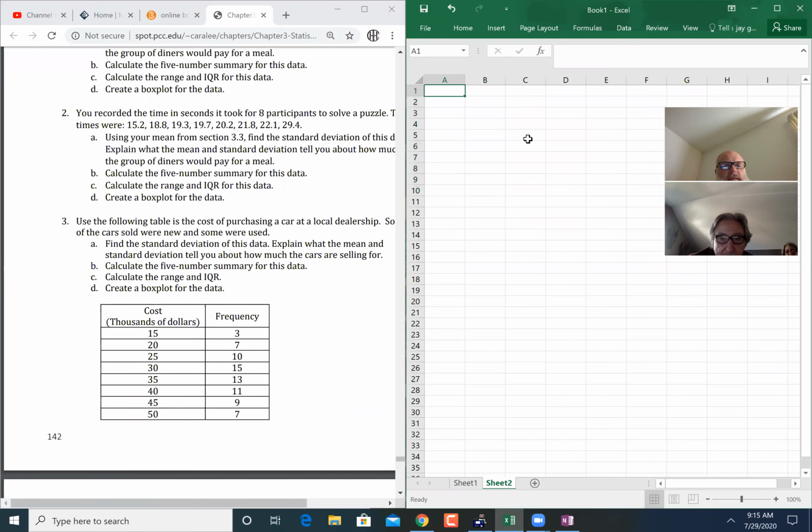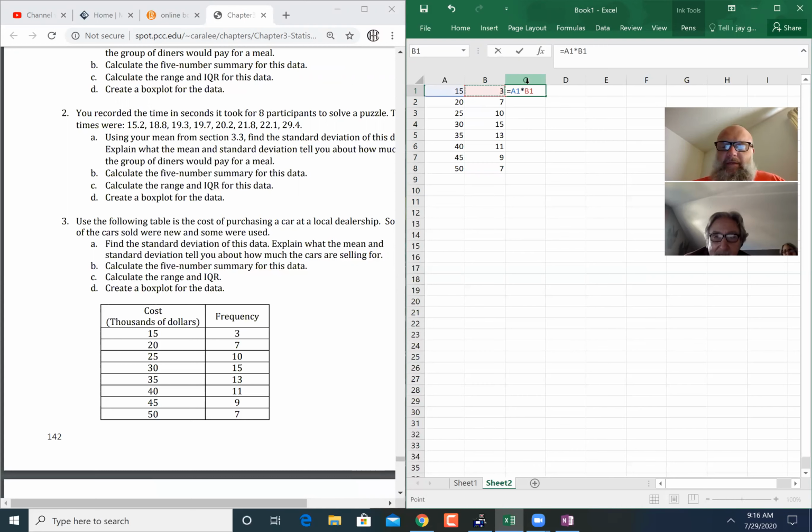So I'm going to type in your columns here like this, 15, 20, 25. They just count by 5, so if you highlight those, you can drag it down. And then it's just 3, 7, 10, 15, 13, 11, 9, 7. Then what you can do is take the frequencies times the midpoints.